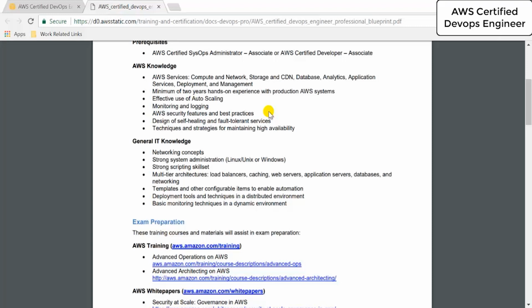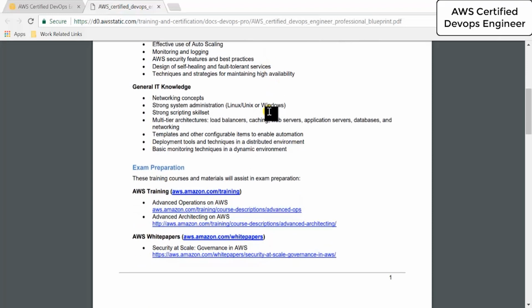Design of self-healing and fault tolerant services is a very great thing to know, because all cloud infrastructure is about providing customers a highly available, infrastructure as code solution. So we should know all these things. The next thing is techniques and strategies for maintaining high availability. While architecting the AWS infrastructure, these things need to be known very thoroughly by the architect.